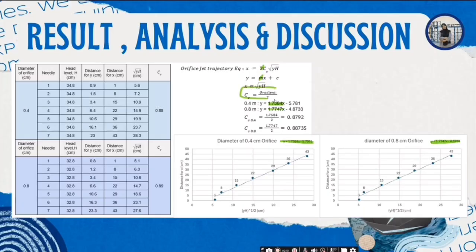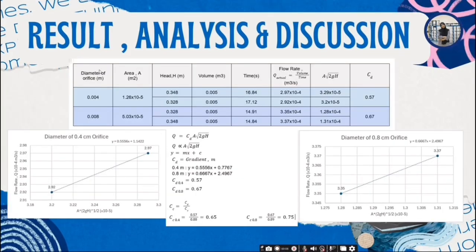So for the coefficient of velocity of the orifice diameter of 0.4 cm, we get 0.8792, and for the orifice diameter of 0.8 cm, we get 0.88735. Next, this table is about flow rate. We are trying to find the coefficient of discharge. So like usual, diameter of orifice in meters, area A also in meters squared, calculated using πd² over 4, head levels in meters, volume in cubic meters, time in seconds, and we calculate the actual flow rate Q equal to volume over time.